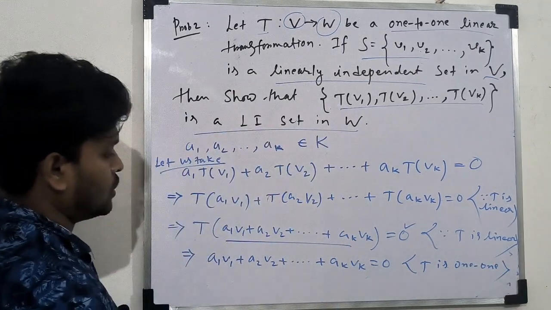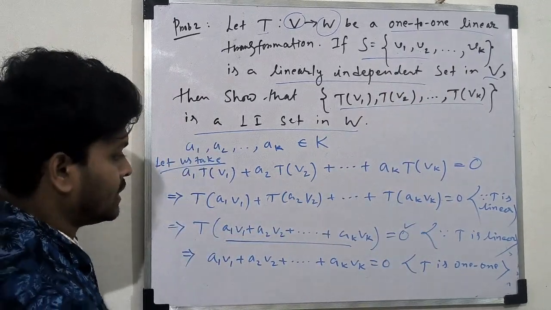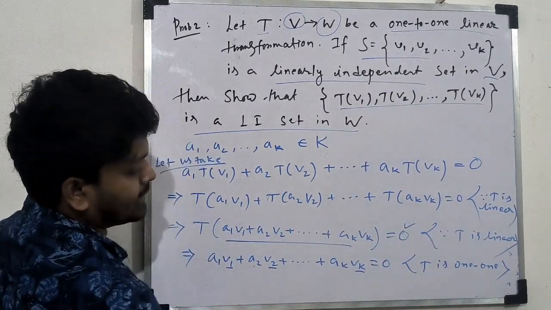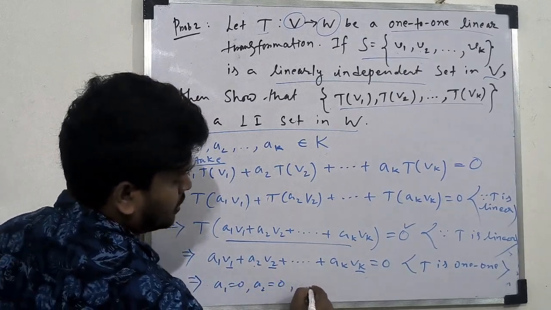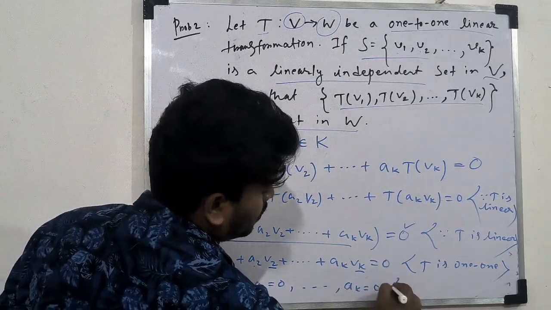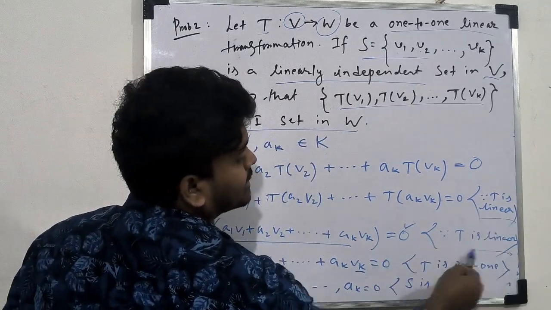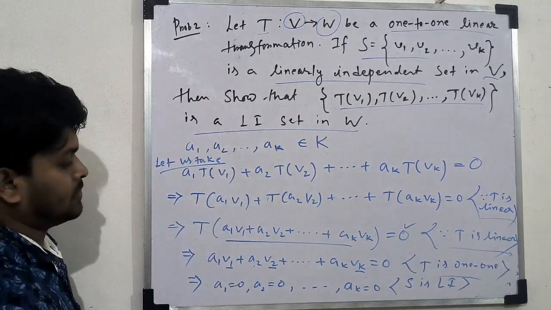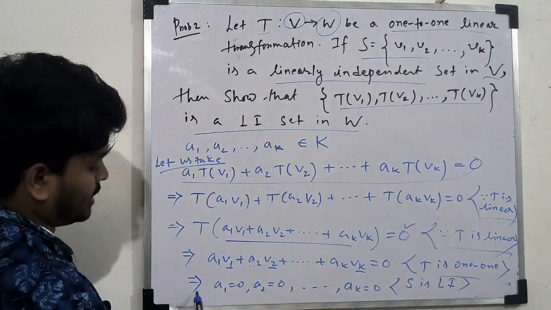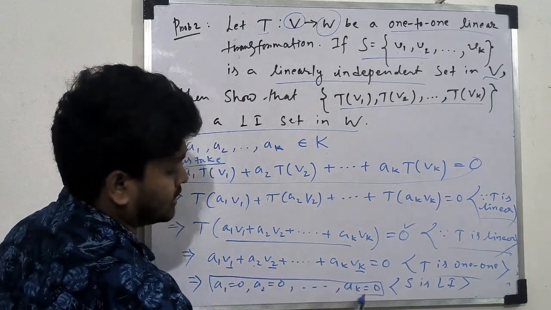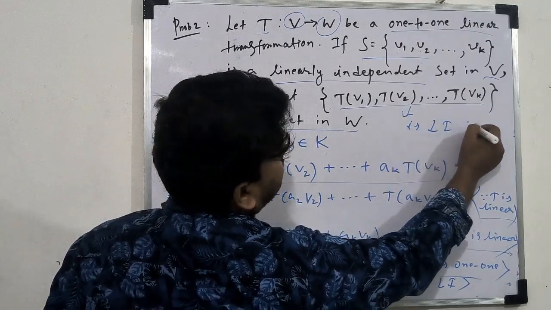Okay. So now it is given that v1, v2, dot dot, vk is linearly independent. So as v1, v2, vk are linearly independent, this will imply that a1 equal to 0, a2 equal to 0, dot dot, ak equal to 0. Why? As S is linearly independent. Okay. So the reason you have to write, why this is written. So first we assume that this equal to 0 and ultimately this implies all ai are 0. So from this we can conclude that this set is linearly independent in W.